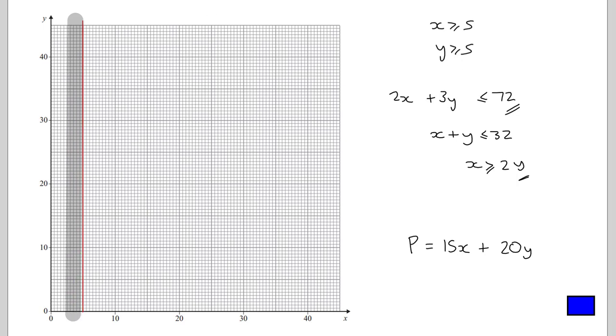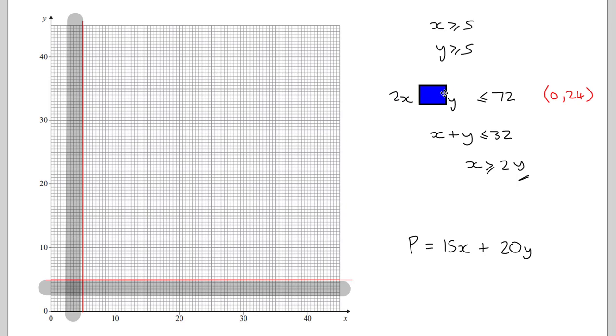Next, I'll draw y is greater than or equal to 5. That is a horizontal line through y equals 5. And again, I want greater than, so I'm going to shade out the region underneath. Next up, I've got 2x plus 3y is less than or equal to 72. To draw this one, I'm going to use the cover-up method, and that means I look at what would happen when x is 0, in which case 3y is 72, and y would be 24. So 0, 24 must be on my line.